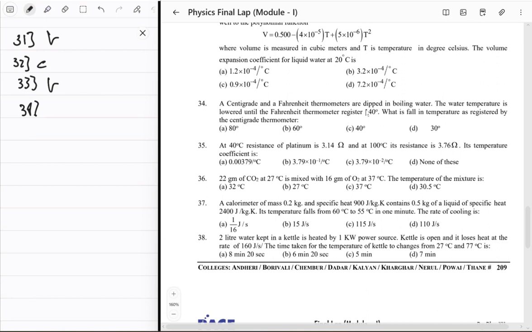Centigrade and Fahrenheit thermometers are dipped in boiling water. The water temperature is lowered until the Fahrenheit thermometer registers 140 degrees Celsius. Okay, boiling water, फिर water temperature lower किया. What is the fall in temperature as suggested by the centigrade thermometer?